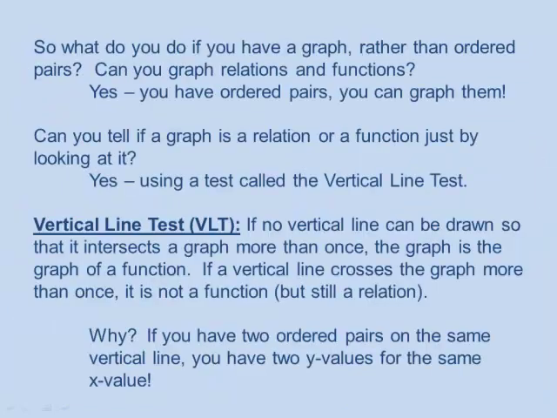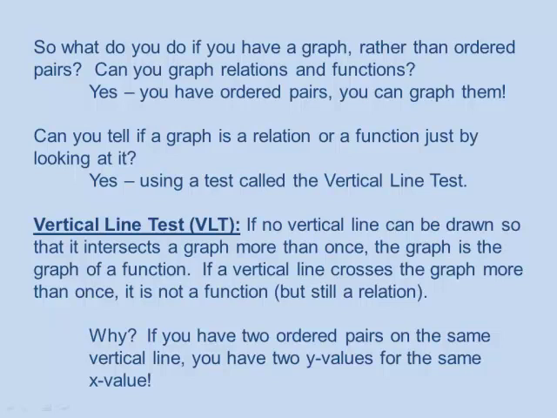So what do you do if you have a graph rather than ordered pairs? Can you graph relations and functions? Yes, you have to have ordered pairs, and you do have ordered pairs, and therefore you can graph them. And that's true with an equation. If you have an equation, you can get ordered pairs and sketch a graph. Can you tell if a graph is a relation or a function just by looking at it? And it turns out that yes, it's actually quite easy.